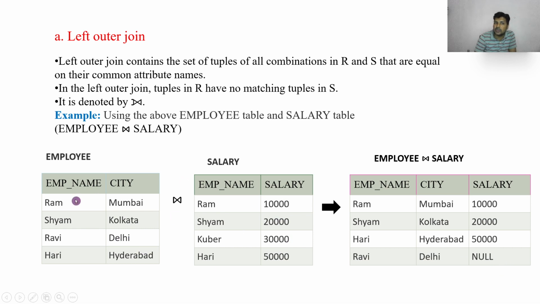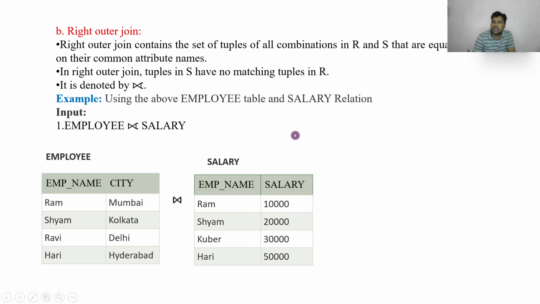So what will the left join do? It will give preference to the left table, and it will select all the rows of the left table and avoid the rows of the right table if they are not matched. Okay, same thing with the right join, in reverse.